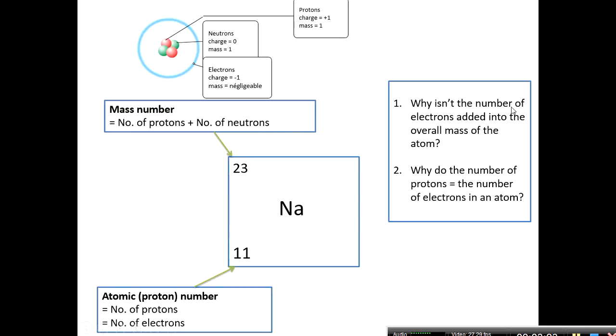So the answer to question 1, why isn't the number of electrons added into the overall mass of the atom? It's because it's got a negligible mass. It's near enough 0 to be classed as 0 when we're looking at the total mass of the atom. And why does the number of protons equal the number of electrons then? This is to do with the charges. Protons have got a positive charge, or 1 plus charge per proton. Electrons have got a 1 minus charge per electron, and so the two of them will cancel out their charges if the number of protons and electrons are equal. And overall an atom has 0 charge, so the numbers of those do have to be equal.